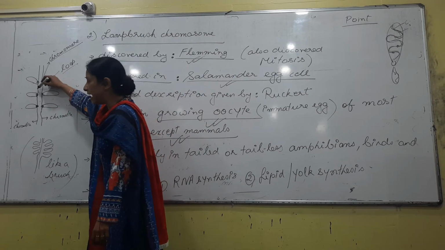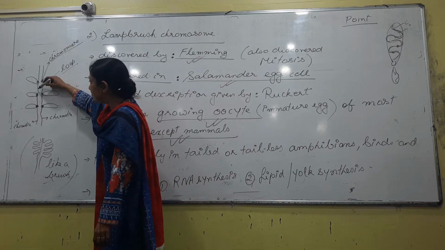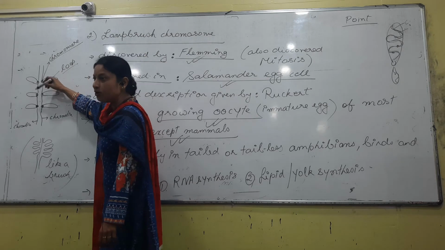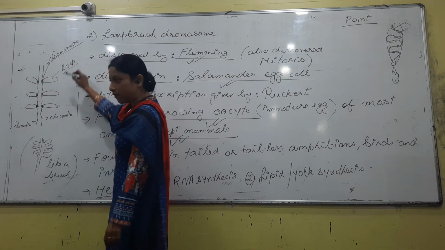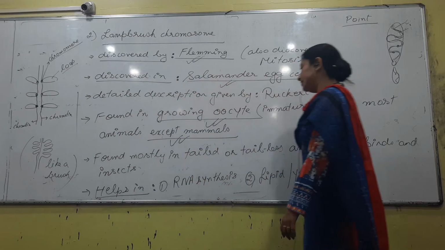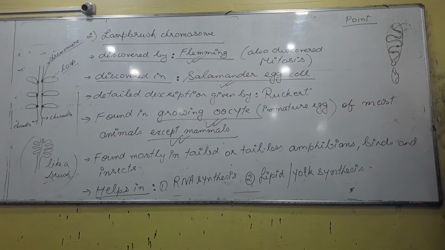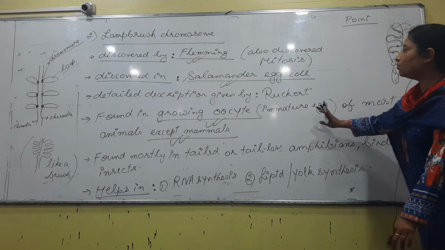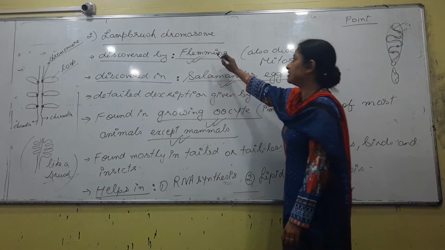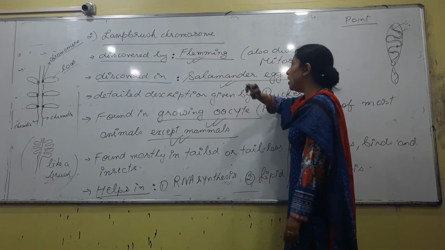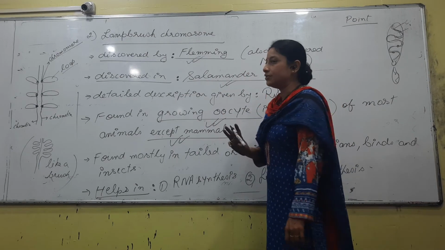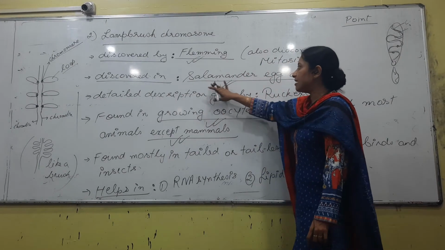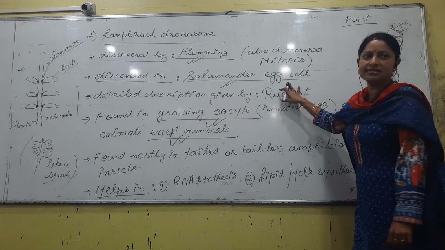One chromosome will have two chromatids. Chromomeres will be there, and at the chromomere an extended area will develop. That extended area is called a loop, and they are called lampbrush. Now, what is important are all the points that I have marked. Fleming discovered the lampbrush chromosome. It is an example of a giant chromosome, first discovered in the salamander egg cell. What is a salamander?